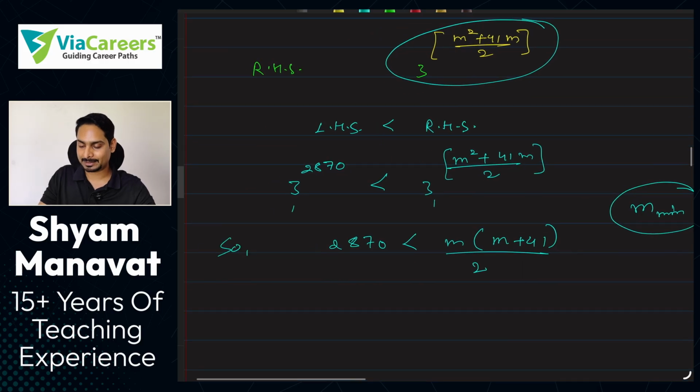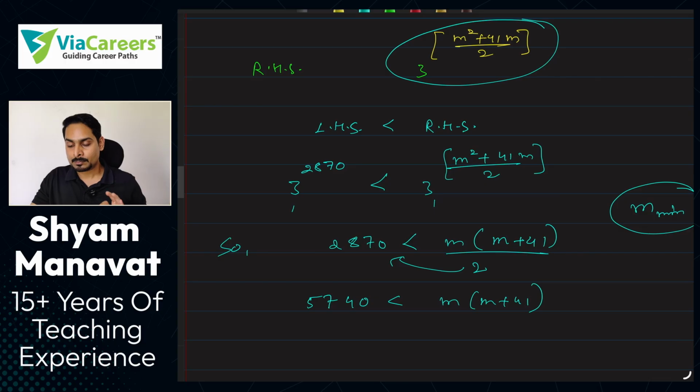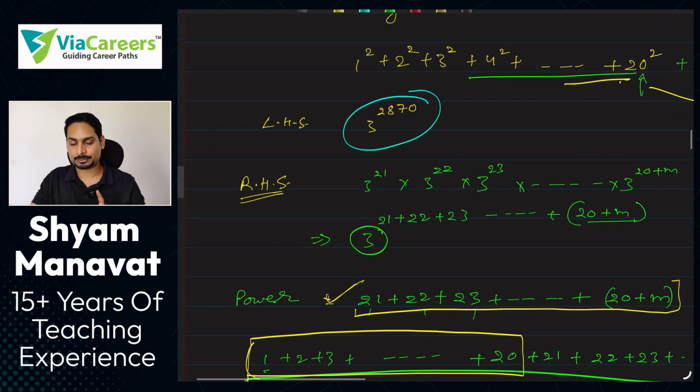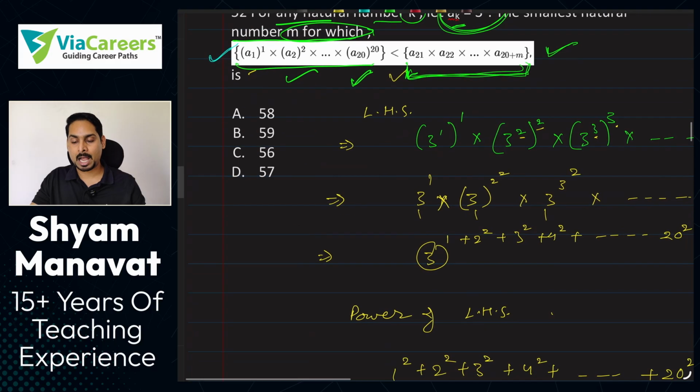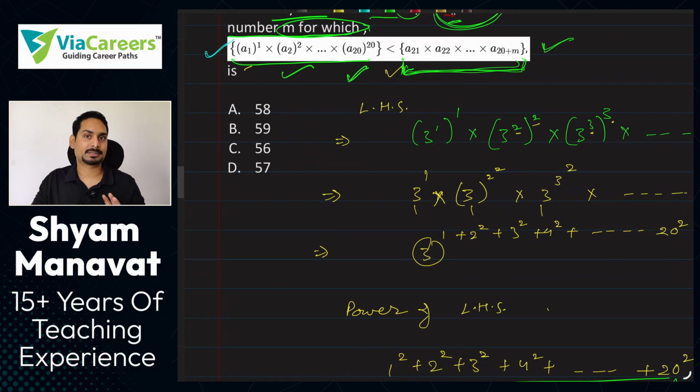m minimum कैसे करोगे? यहाँ से 2 को मल्टीप्लाई करो. यहाँ पे 2870 if you multiply by 2, what you get here is 5740. Okay, and here you get m into m plus 41. चल रहा है सब ठीक यहाँ तक? Now we need to find out the minimum possible value of m, and this fortunately you have all the options here. I advise to use options.